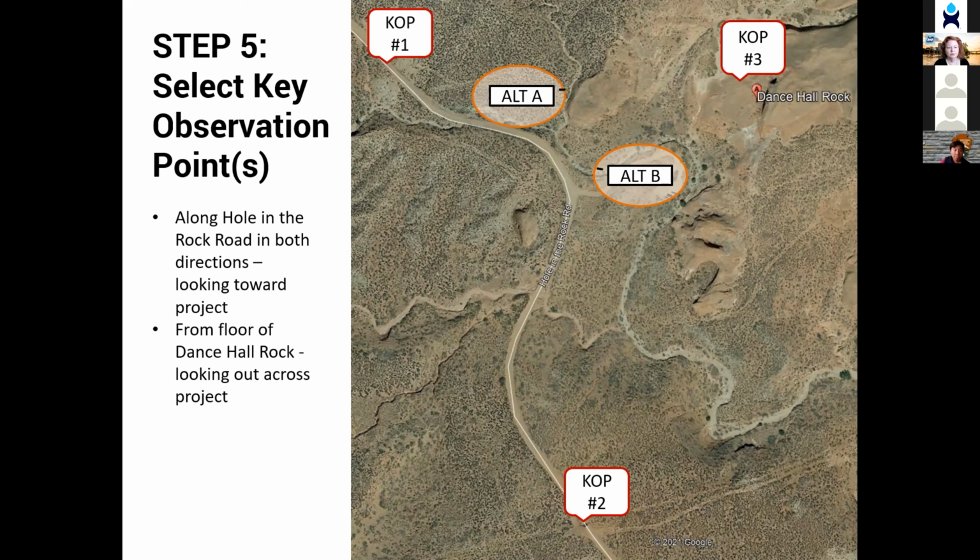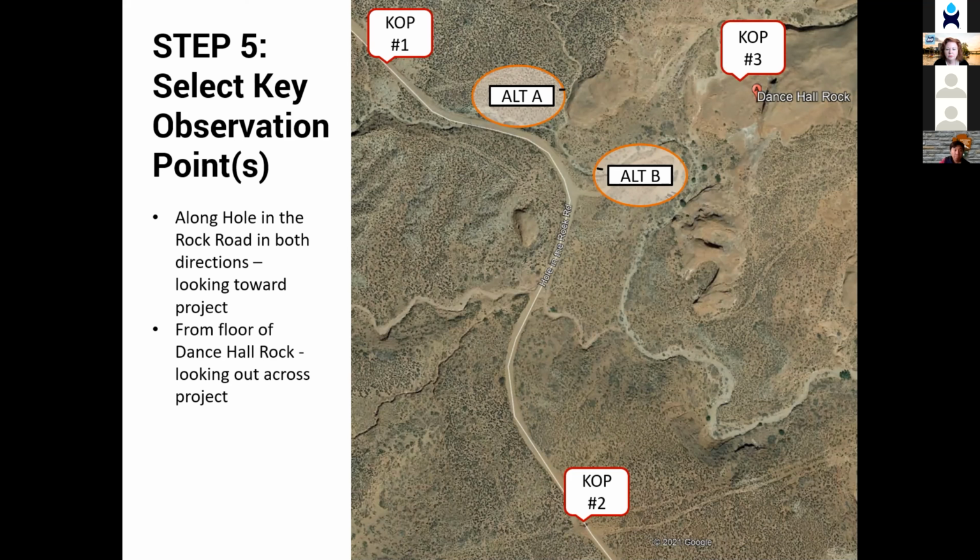So for this Dance Hall Rock project, I had 3 KOPs. Two of them are linear. The first one is along Hole in the Rock Road, traveling south. Number 2 is traveling north on the same road, going in the opposite direction.